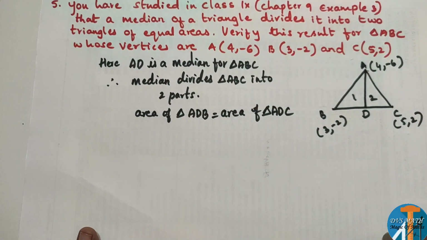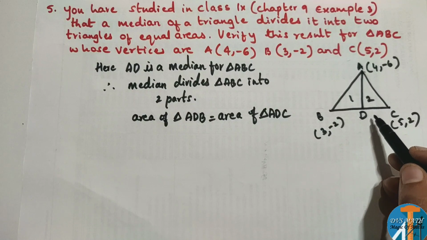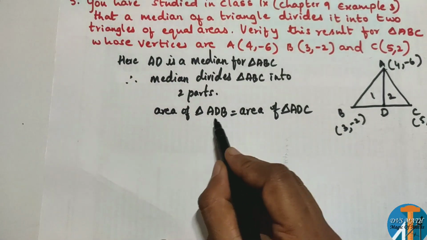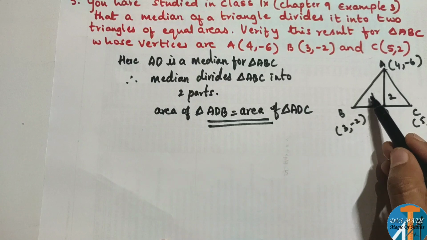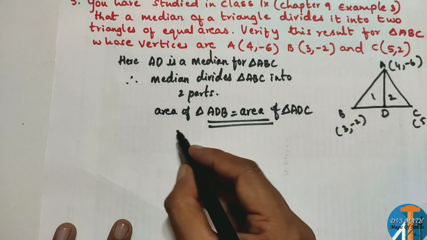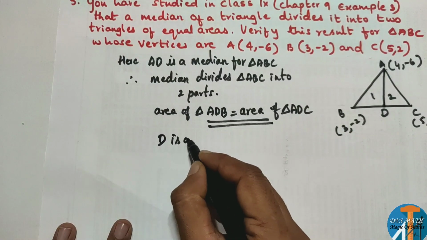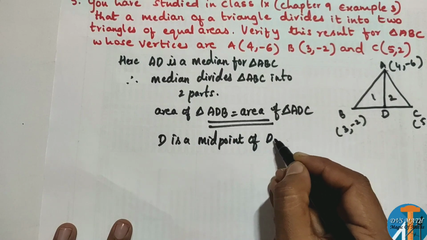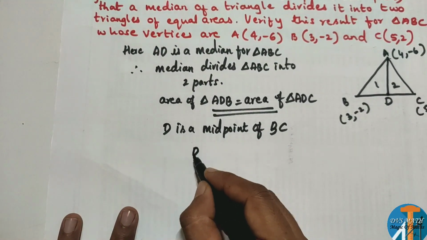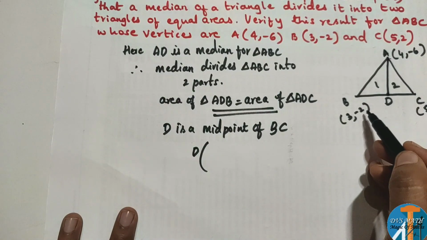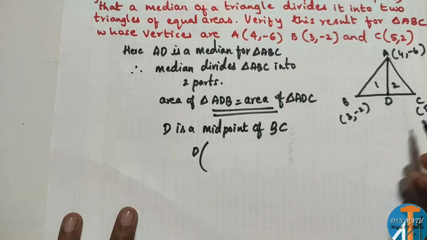Applying the same area of triangle formula. But here observe, we don't know the points of D, right? How to find the point of D? As you know, D is a midpoint. Okay, this we have to prove now. Before that, we don't know the points of D, right? So here D is a midpoint of BC. Okay, then what will be the D point? So that is (x1 plus x2) by 2, means you have to add x coordinates and divide by 2. You have to add y coordinates and divide by 2. 3 plus 5 by 2.